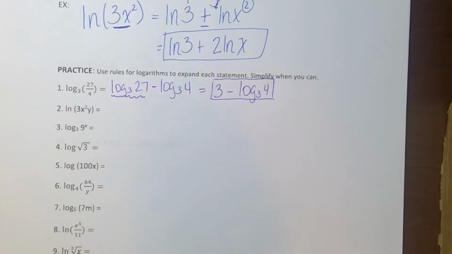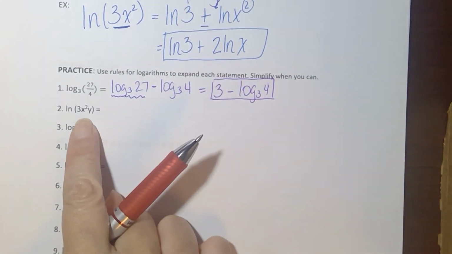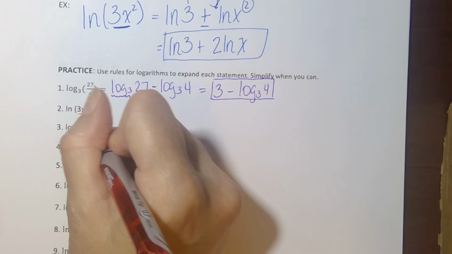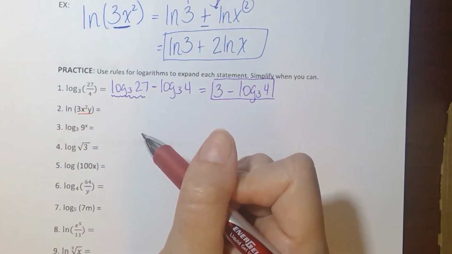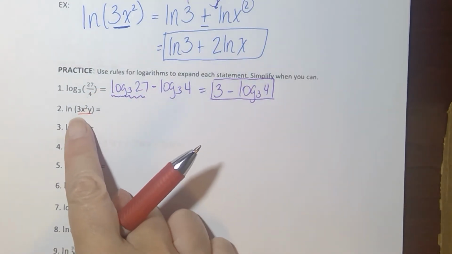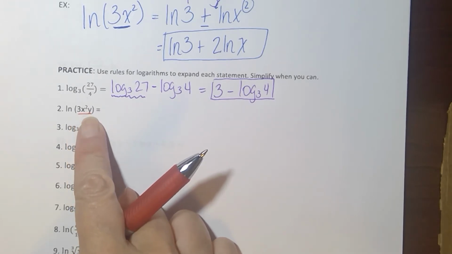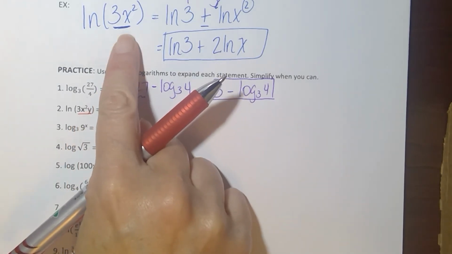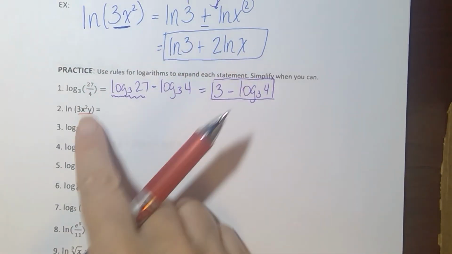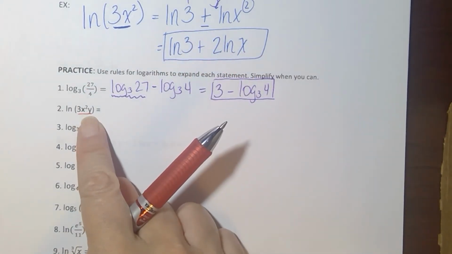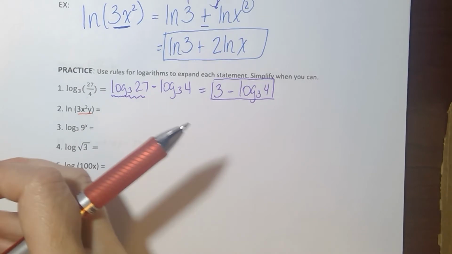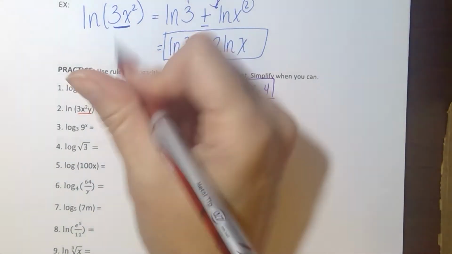All right, let's look at number 2. In number 2, we have a product in our argument. We are multiplying 3 different things together. We're multiplying 3 times x squared times y. Now we know how to deal with 3 times x squared because we just did it. So let's separate this out because I have 3 factors in my argument. I'm going to have 3 separate log statements.